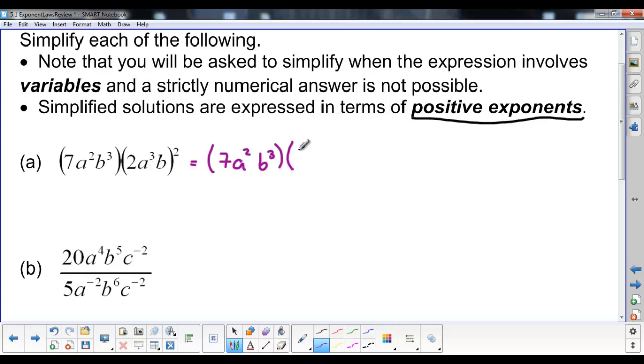So 2 squared would give you 4. The a cubed squared gives you a to the power 6. And then b to the power of 2 is just b squared. Okay, when you get to this point, it's just numbers times numbers, letters times letters. So 7 times 4 will give us 28. A squared times a to the power of 6. Remember, when you're multiplying with the same base, you keep the base and then add the exponents. Same with the variable b, so b to the power of 5. And that would be our final answer.